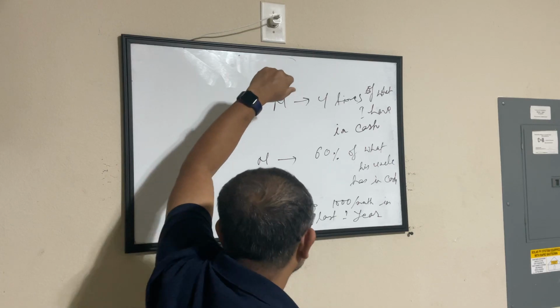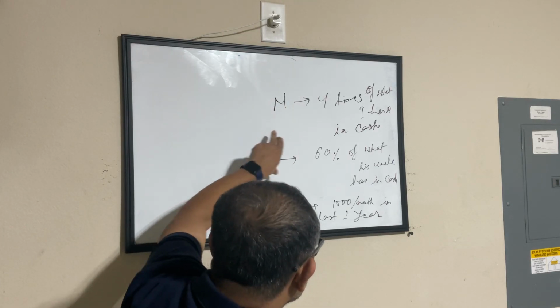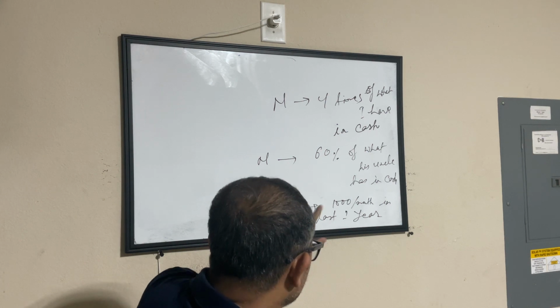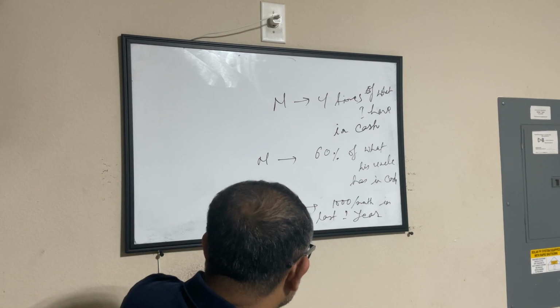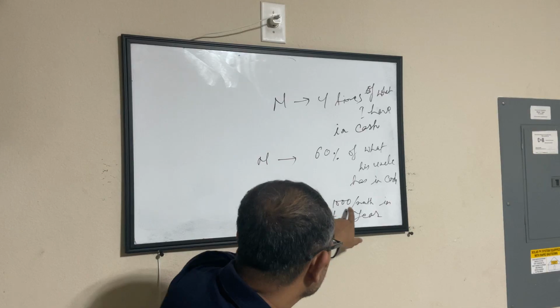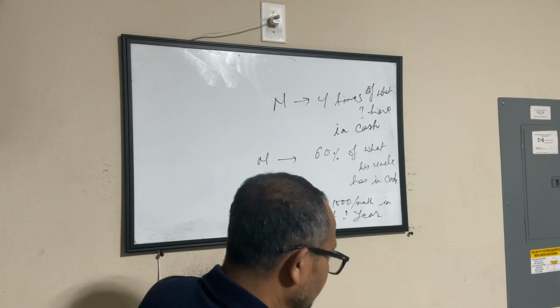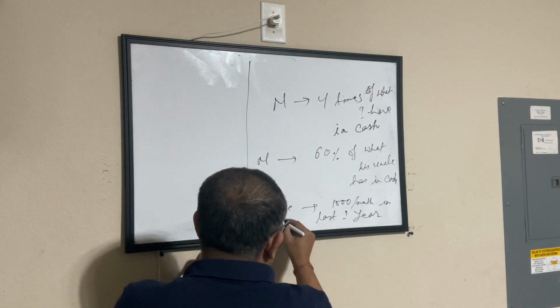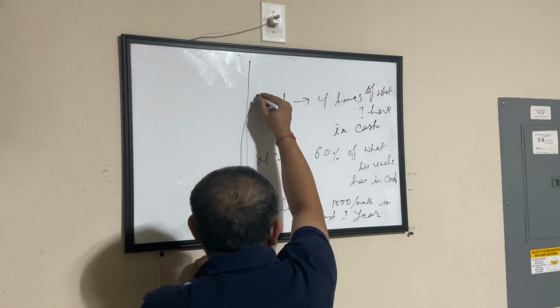Okay, in cash. And my neighbor's worth is 60% of what his uncle has in cash. And the uncle has as much money as he could save by saving $1,000 per month in the last 1 year. Okay. So here, essentially, what we see is we'll go in the reverse order. That's what my thought process is.